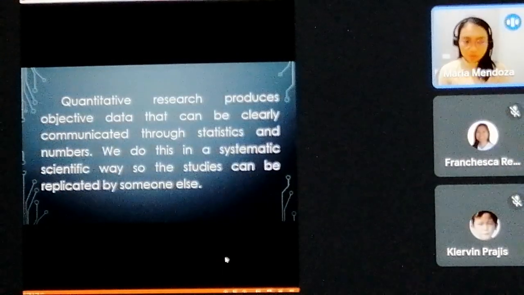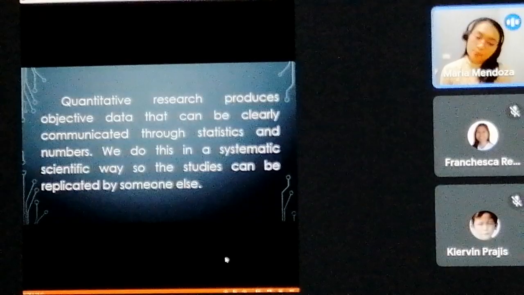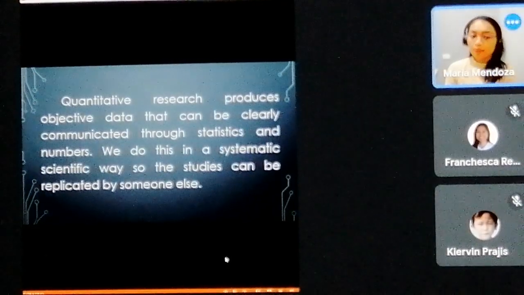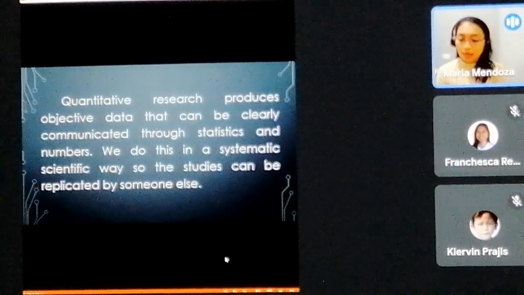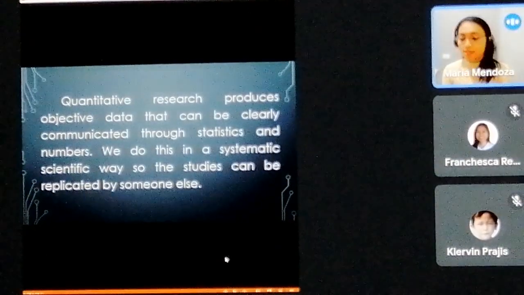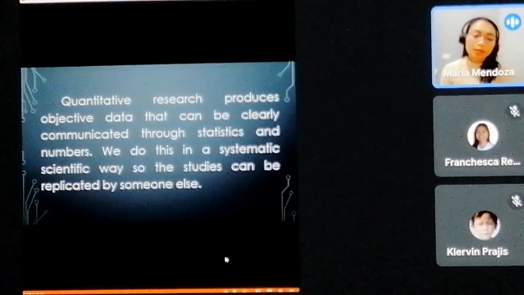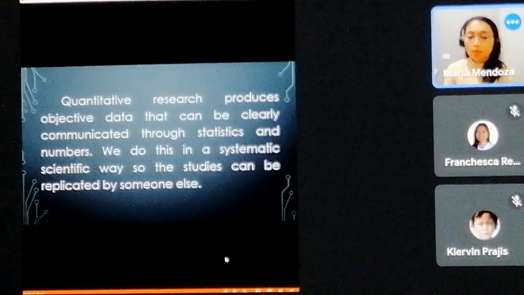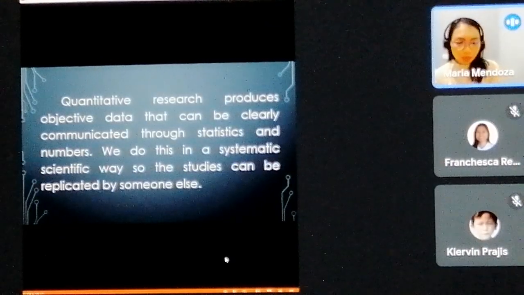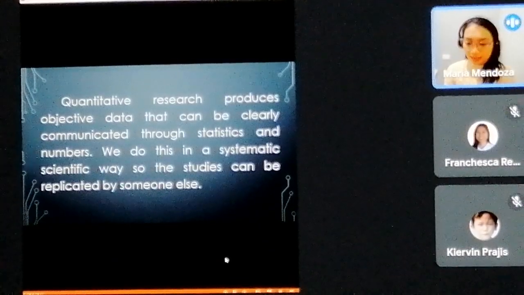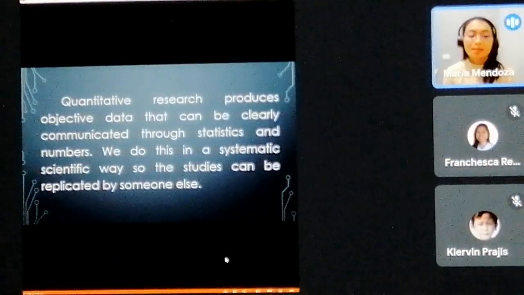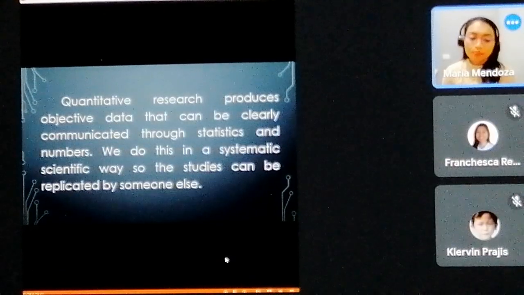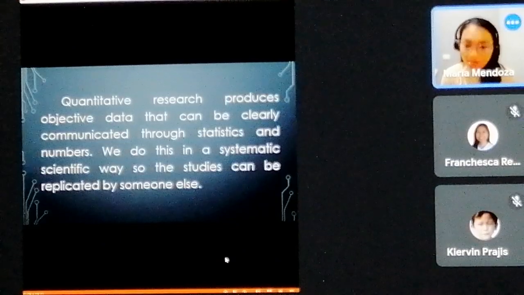So, quantitative research produces objective data. Okay? Objective data are database information that is reliable, factual, and of course, valuable. So it can be clearly communicated through statistics and numbers. We do this in a systematic and scientific way, so the studies can be replicated by someone else. Okay? Again, studies can be replicated, or your titles could have been done by someone else before.